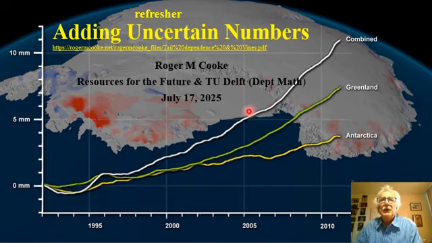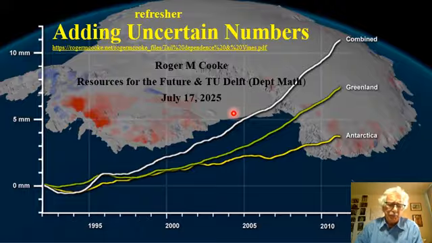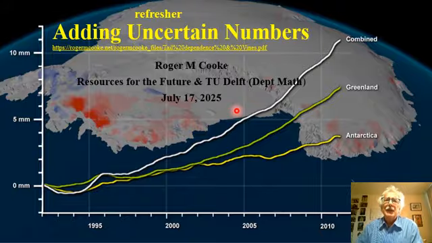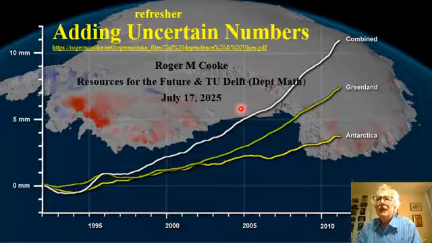Hello, this is Roger Cook from Resource for the Future and the TU Delft, doing a little refresher on adding uncertain numbers. And this is to support an elicitation of the contribution to sea level rise from ice sheets to be conducted in the fall of 2025.